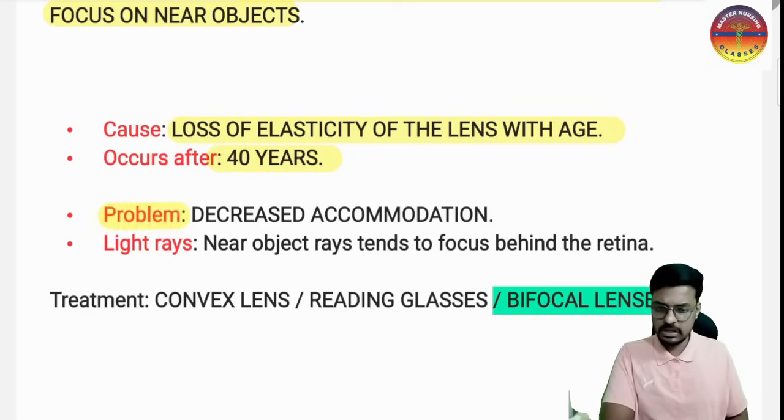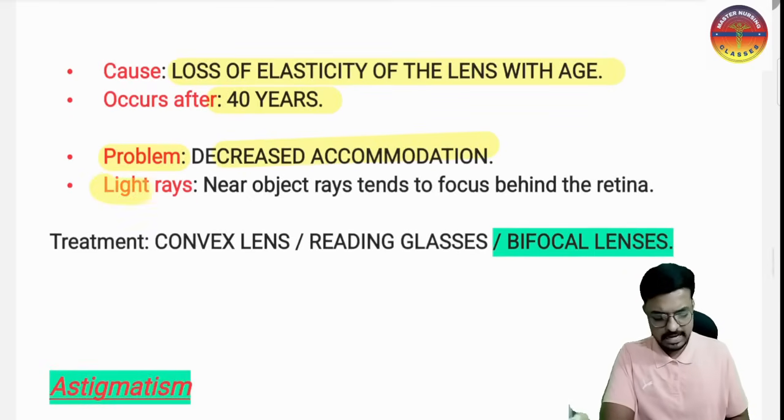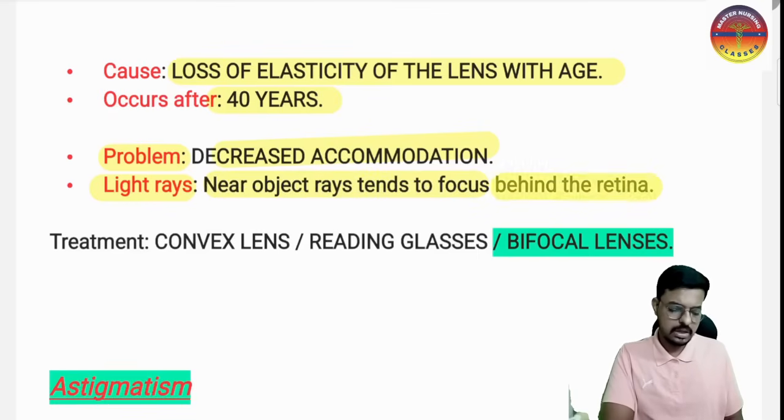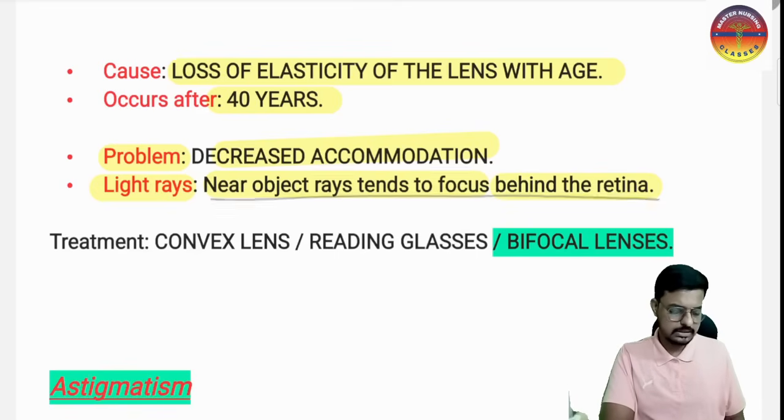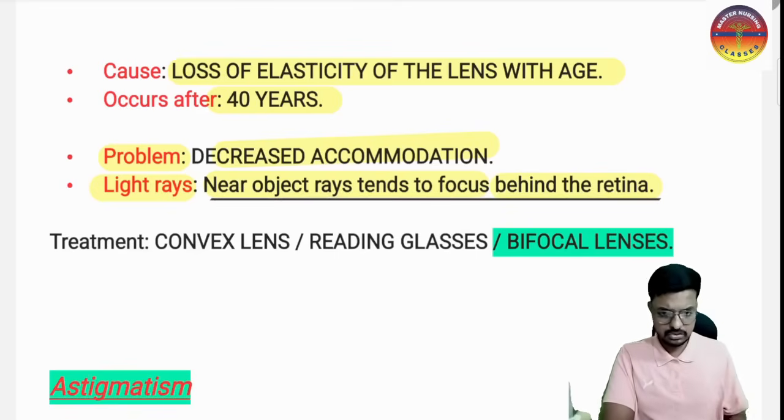The problem is decreased accommodation of the lens. The lens is not accommodating as per the need of the patient. Okay, so that is very important. Next is light rays. A near object tends to focus behind the retina, so that is the reason he is unable to see the near object. When he holds it far away, he is able to see, because for the near object the light rays are bending behind the retina, so he is unable to see.